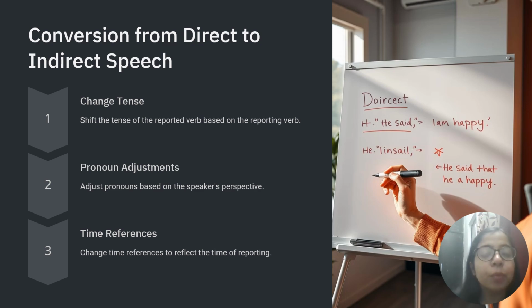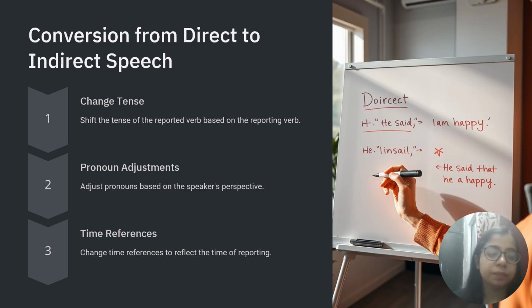Next is pronoun adjustments. You have to adjust pronouns like I to he, she, it. Okay. They to them, okay, his, her, all these pronoun changes have to be remembered. Okay, then change time references to reflect the time of reporting. You need to change the time references according to the reporting verb.